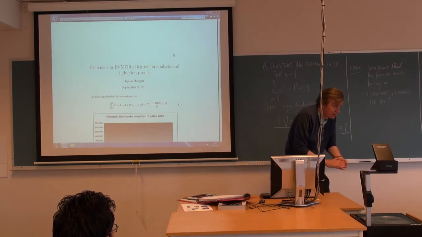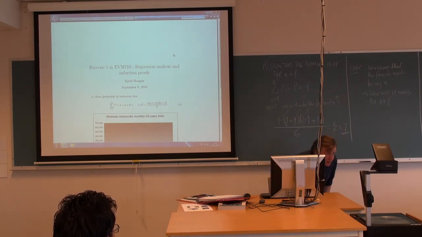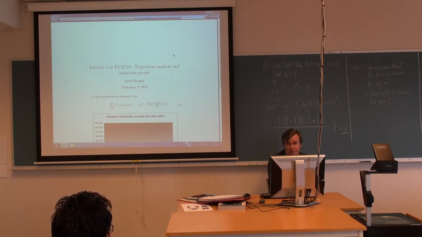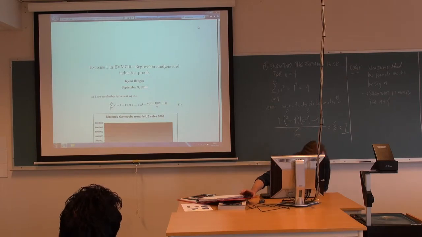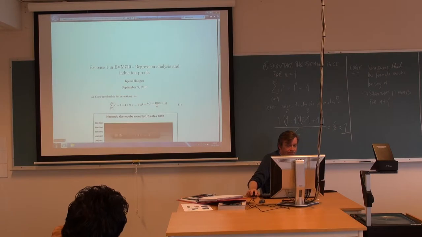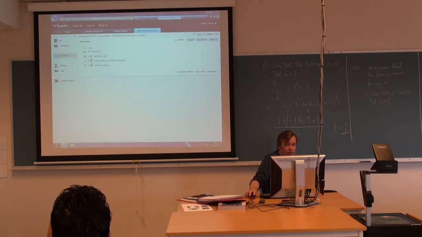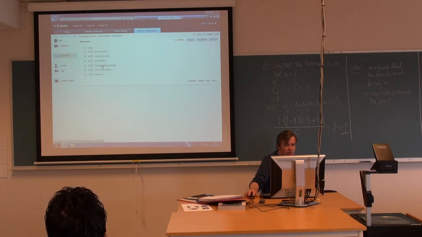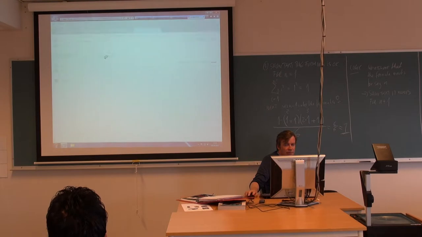That was the content of these few pages of mathematics, basically. And then, of course, the question always remains, how do we actually do this? There are several ways of doing it. Let me show you what I did in the solution text here. We go up one level, another level, and down to the solutions, and look at the solution in this case.